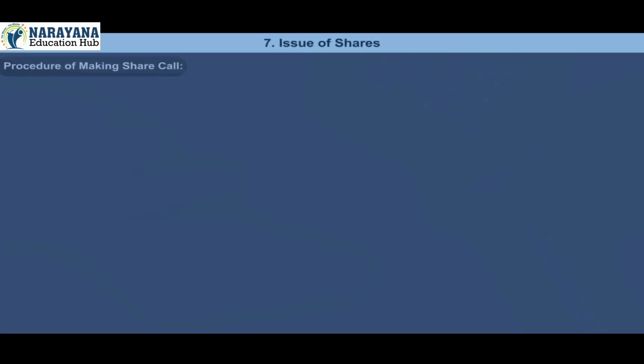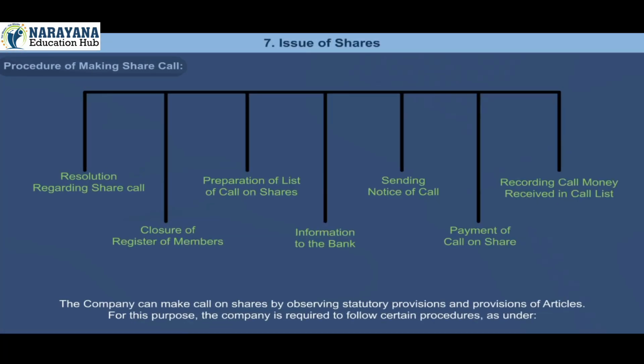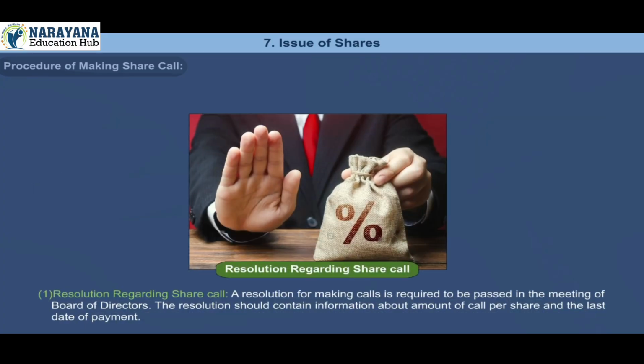Procedure of making share call. The company can make call on shares by observing statutory provisions and provisions of articles. For this purpose, the company is required to follow certain procedures as under. 1. Resolution regarding share call. A resolution for making calls is required to be passed in the meeting of Board of Directors. The resolution should contain information about amount of call per share and the last date of payment.